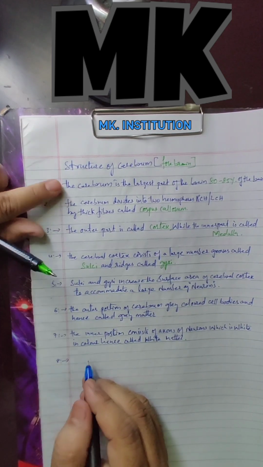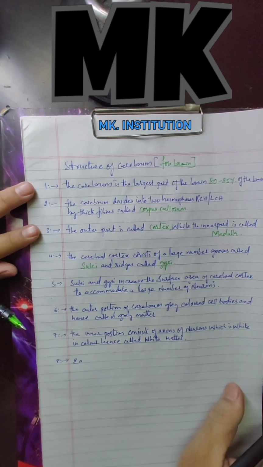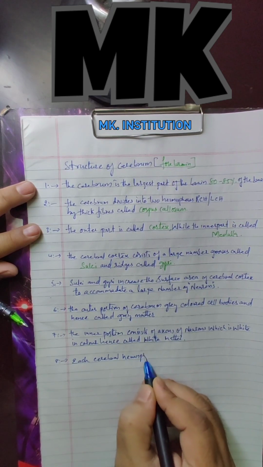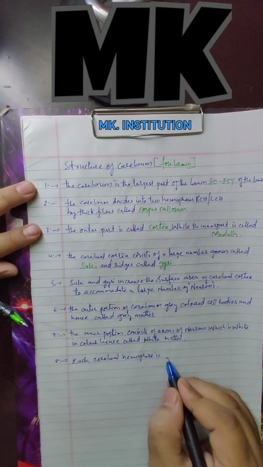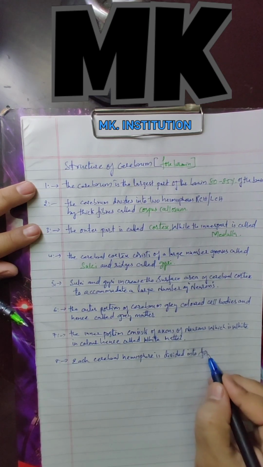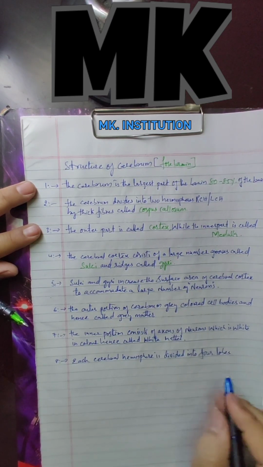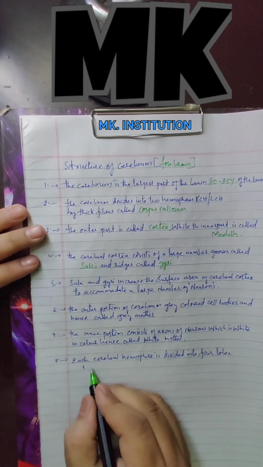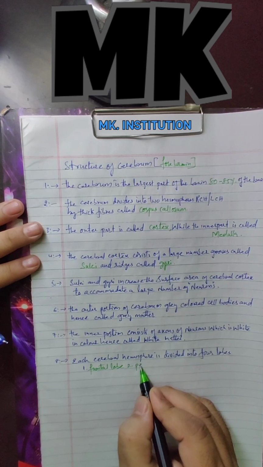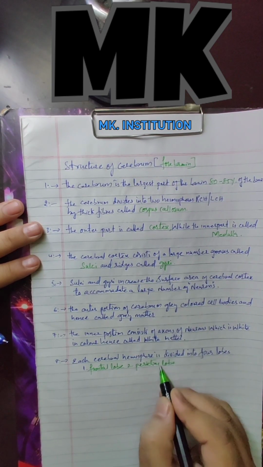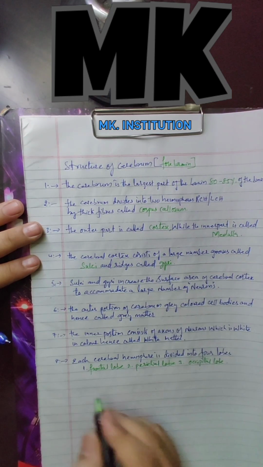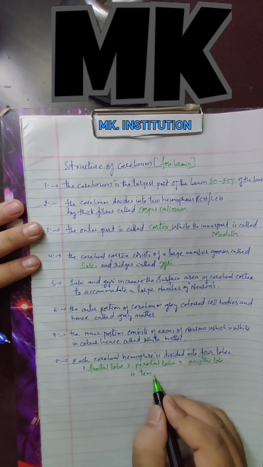Next, eighth one, each cerebral hemisphere is divided into four lobes, compartments, four lobes, and they are, first one, frontal lobe, then second one, parietal lobe, and third one, occipital lobe, and fourth one, temporal lobe.